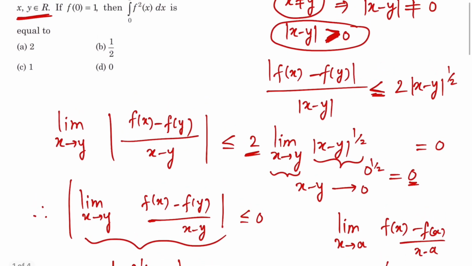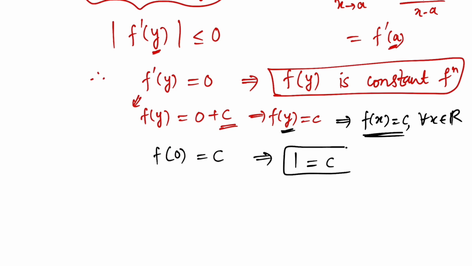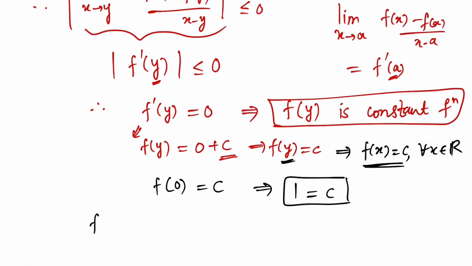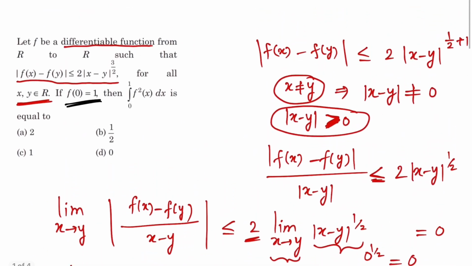Now we are given that f of 0 is equal to 1, that means what? When we put x is equal to 0, we get 1. So put x is equal to 0, f of 0 is equal to c, but f of 0 is equal to 1, so c is equal to 1. So that means f of x is equal to c, that is equal to 1, for all x belonging to R. That means the function f of x is just the constant function 1.